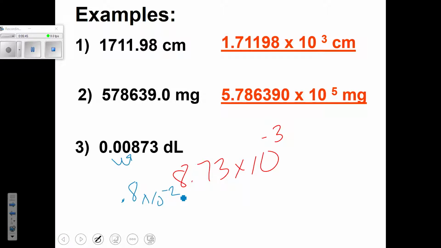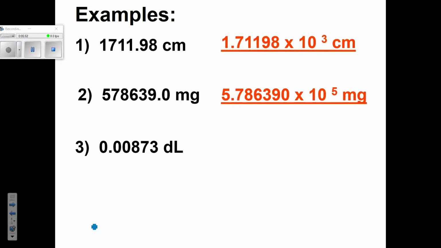Remember that that is not proper scientific notation. That decimal must be behind the 8. Okay, so we're going to go ahead and clear this ink off. And that would be how that one's written.